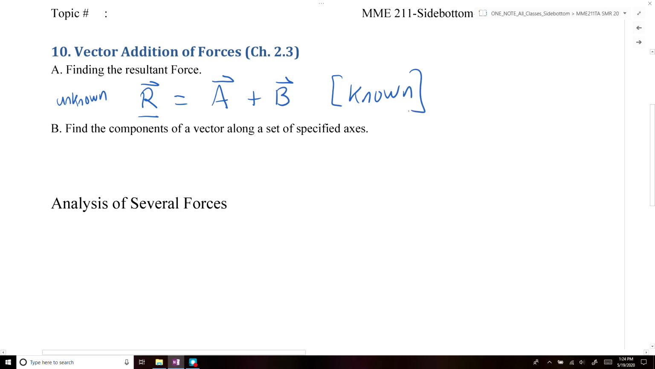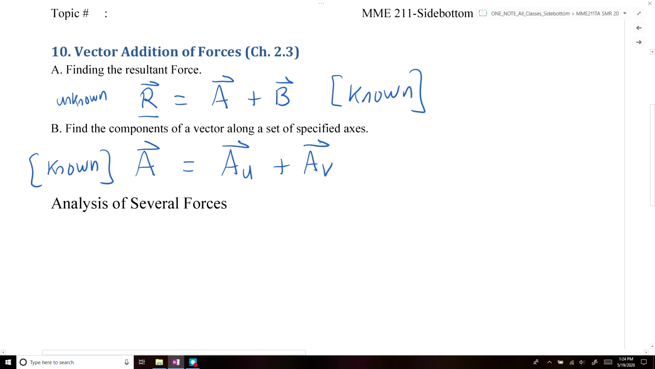The second type of problem that you'll run into is you'll be asked to find the components of a vector along a set of specific axes. So in this case, you're given a vector. Let's say you're given a force vector A. This vector is known, which means its magnitude and direction are both known. And you'll be asked to determine what component of vector A goes about the u-axis and what component of vector A goes about the v-axis.